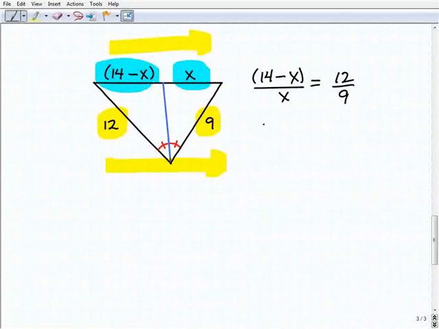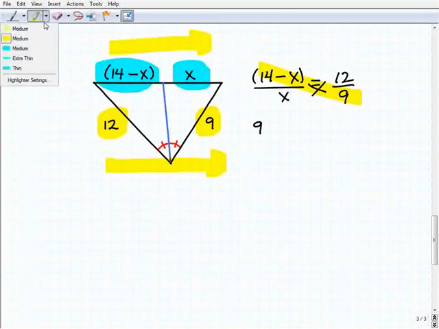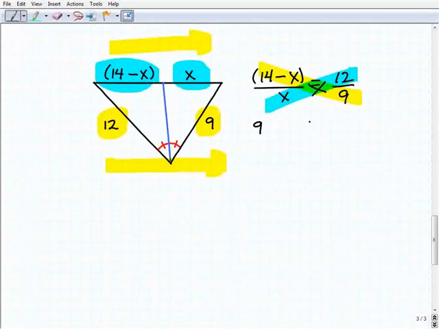Let's go ahead and solve here. Once again, cross product: this times this is going to be equal to this times this. The product of the means is equal to the product of the extremes. So this is going to be 9 times 14 minus x is equal to 12x. If you need to get your calculator out, that's not a problem. So 9 times 14, I'll get mine out here so we can work it together, is 126.